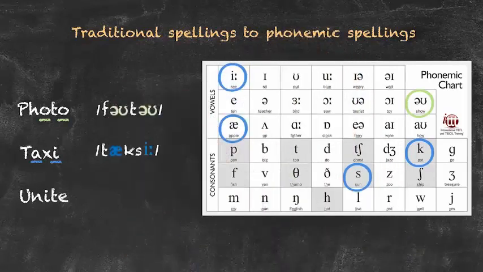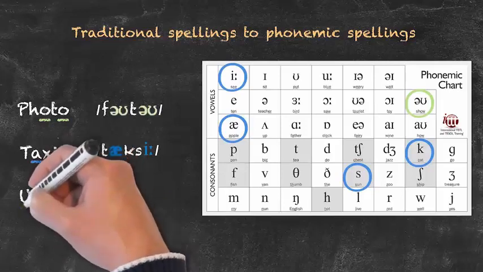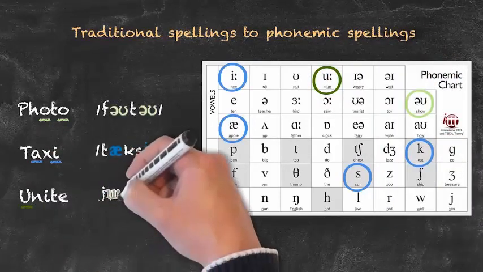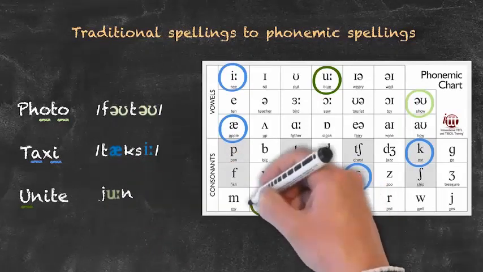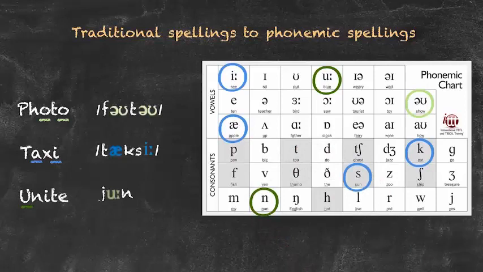taxi. Now, we have unite. As mentioned previously, there's a slight y sound at the beginning, so we begin it with our y phoneme. And then we continue on u, as in oo, yoon, the n phoneme. And then ite. We have our vowel I as in buy, and our final t sound, unite.